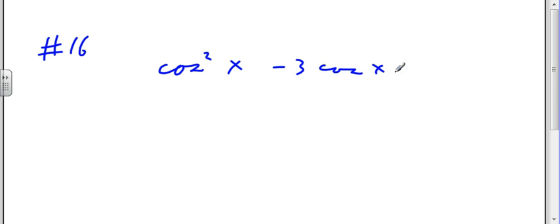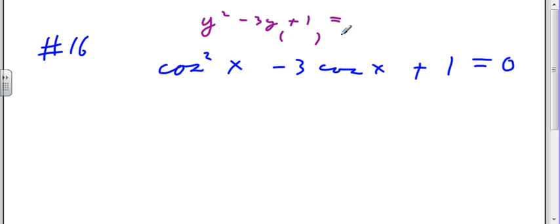We'll do 16, and then we'll go plus or minus, then we'll go 0 to 2 pi. Right now it's going 0 to 360. So number 16, cosine squared x minus 3 cosine x plus 1 is equal to 0. Okay, did I write the problem down right? Okay, well, I look at that and I say, well, gee, that's just y squared minus 3y plus 1 is equal to 0, and I can factor that y plus, no, I can't.